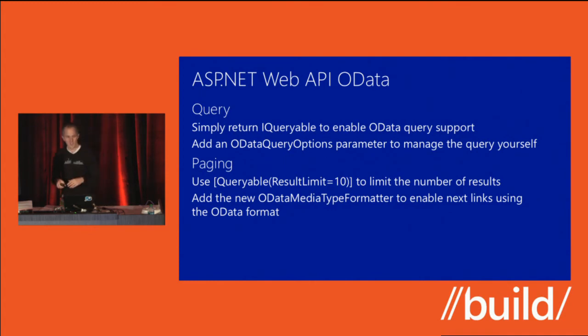And then paging is once you've queried the data, I'd like not to just send it all back. I'd like to only give you pieces at a time and have a way for the client to ask for the next bunch. And OData gives us that. So let's see how we can do that with ASP.NET Web API.